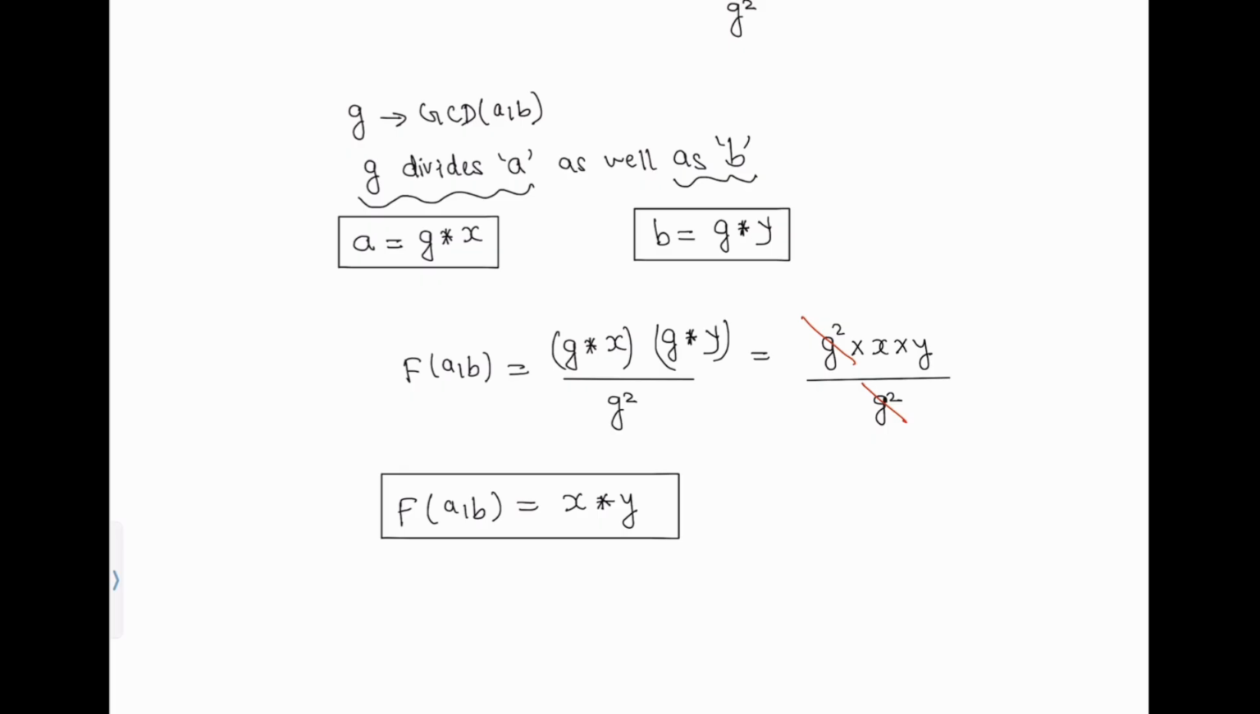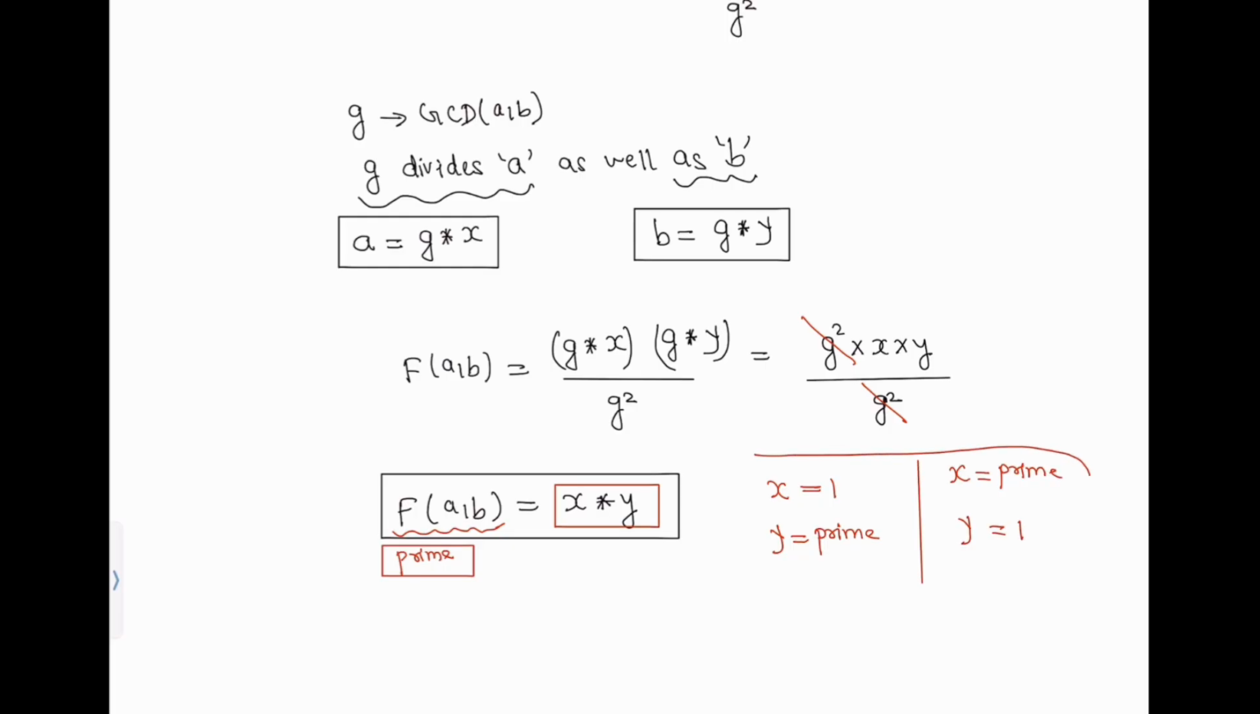What can we derive from here? Now, remember, the question said that we have to find the number of F(A,B) which are prime. Now, F(A,B) is equal to X multiplied with Y. It can only be prime if X multiplied with Y is a prime number, right? And X multiplied with Y can be a prime number only if X is equal to 1 and Y is some prime number, or X is some prime number and Y is equal to 1. These are the only cases when F(A,B) is prime.